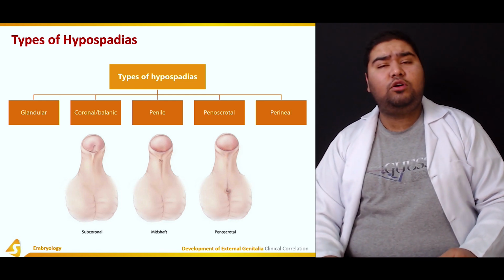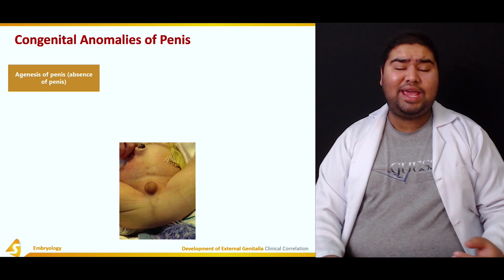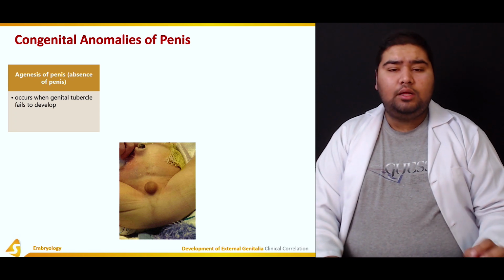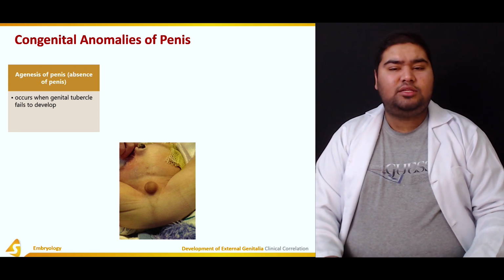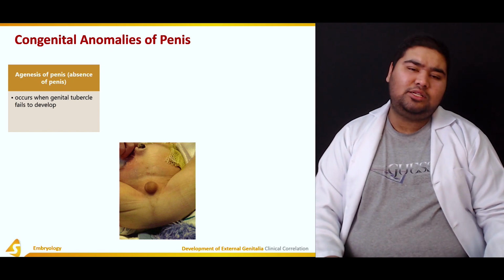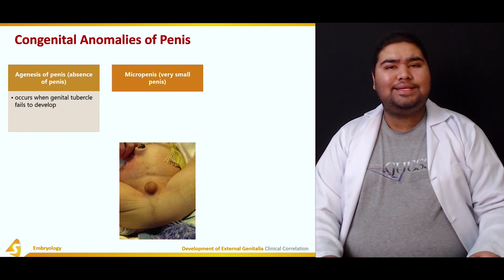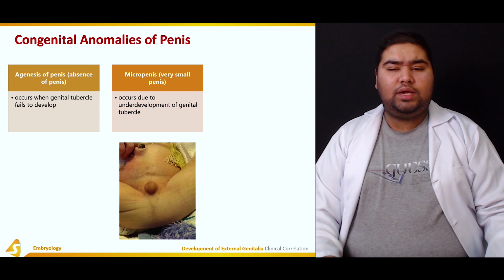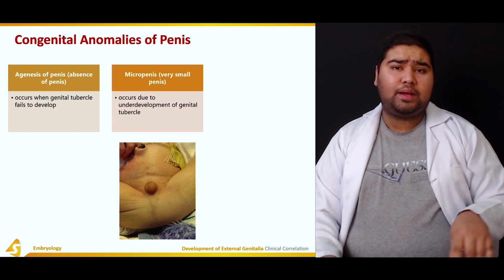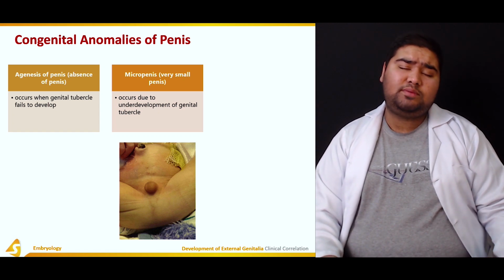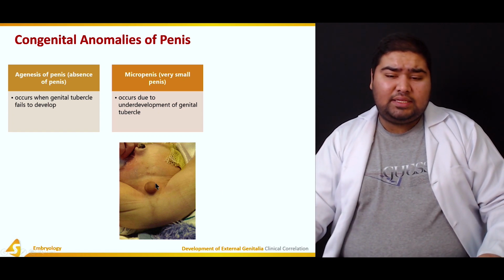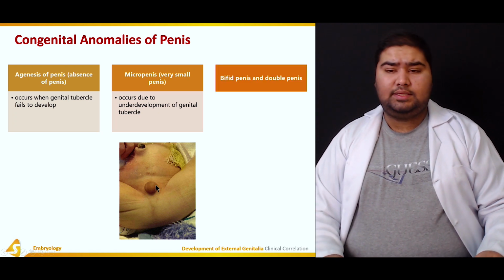Now moving on to the congenital anomalies of the penis. We have agenesis of the penis, which is also known as the absence of the penis. This may occur when the genital tubercle completely fails to develop. So the penis would not be formed because the penis is formed by the genital tubercle. Micropenis is a very small penis. It occurs due to underdevelopment of the genital tubercle. So the genital tubercle developed, but it was underdeveloped. As a result, a very small penis was formed, which is known as the micropenis. Here you can see in the figure, it's a very small penis, a micropenis.